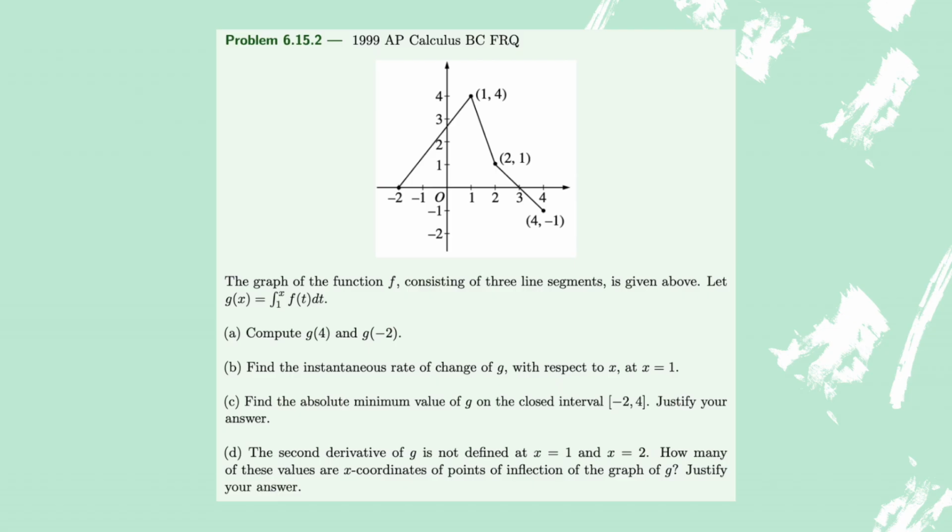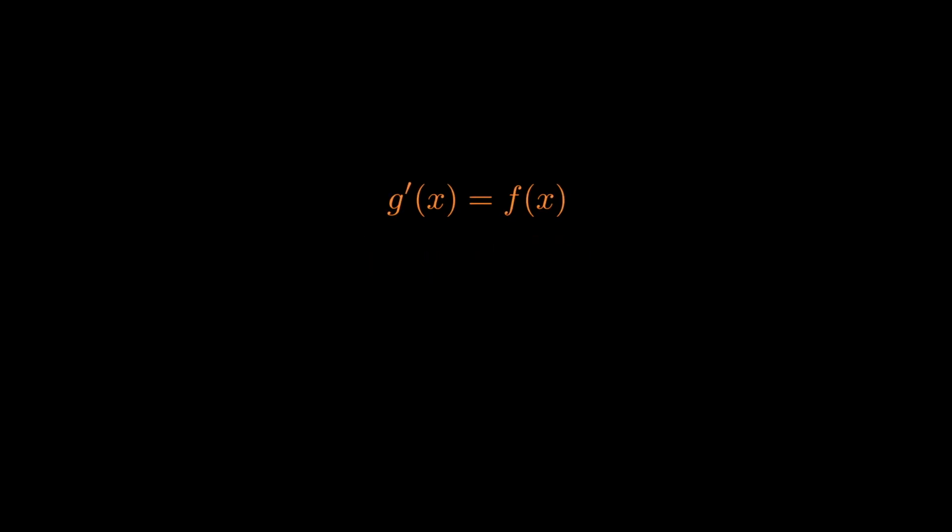Now for part D, it says the second derivative of g is not defined at x equals 1 and x equals 2. Now we want to find how many of these values, these x coordinates, are points of inflection for the function g. So a point of inflection occurs when the sign of the second derivative changes. So we already know that g prime of x equals f of x, which means that g double prime of x is f prime of x.